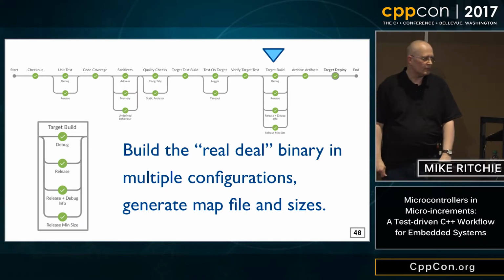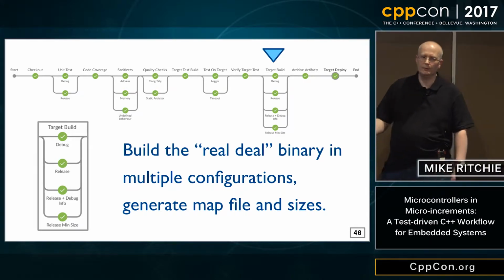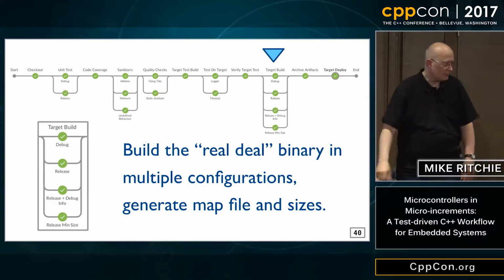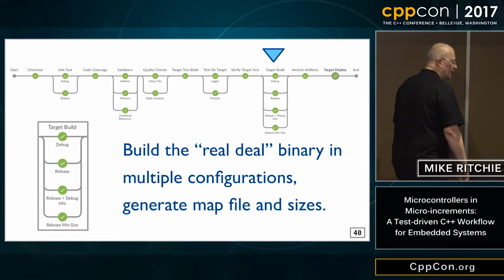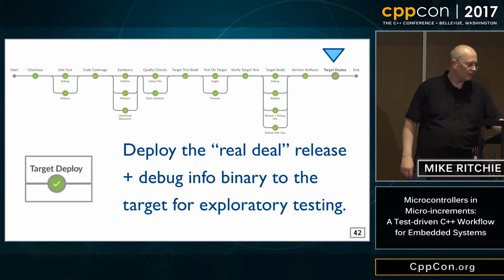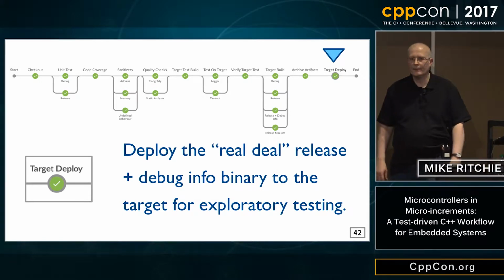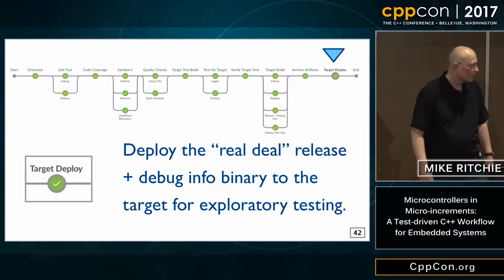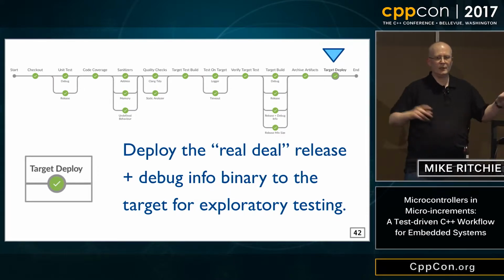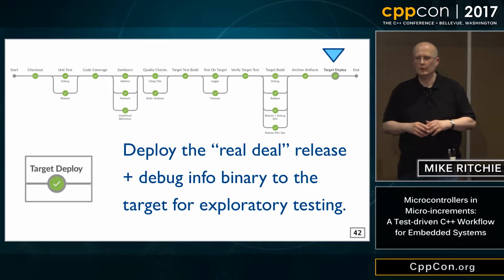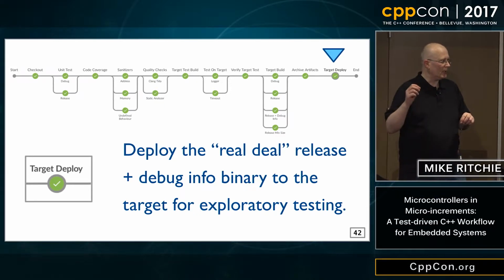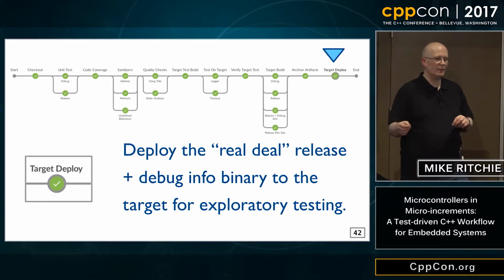Building the real deal binary, you're building the ELF and the hex files in multiple configurations. So debug, release min size, and release with debug info. Archive the whole lot, and then finally deploy that to the target. Now really there's a lot of value in there, but the start and the end of that, to me, are the most liberating parts, is the fact that I know that every single commit is going to get built, and every successful build is going to end up on the target.